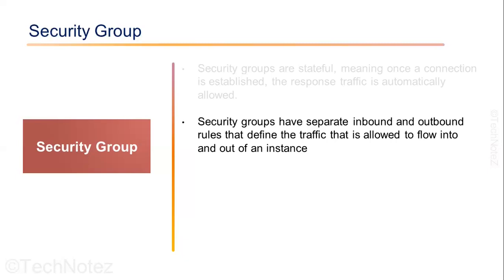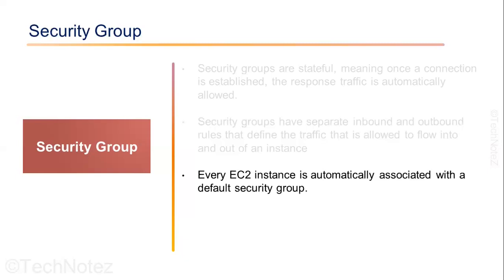Rules can be specified for specific IP addresses, ranges of IP addresses, or a security group, and the rules can be based on protocols such as TCP, UDP, or ICMP and on port numbers. Every EC2 instance is automatically associated with the default security group. It's recommended to create a custom security group with more restrictive rules.